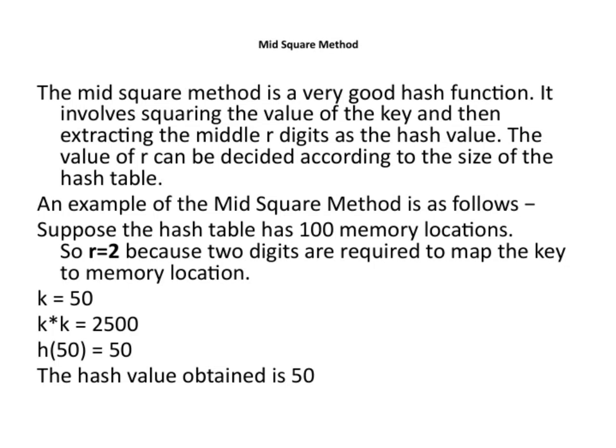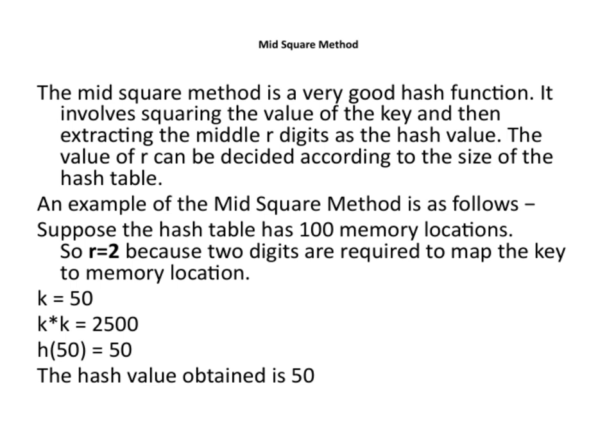Let's talk about the mid-square method, which is a quite effective hash function. The core idea here is to take the value of the key, square it, and then extract the middle r digits to serve as the hash value. The value of r isn't fixed. It depends on the size of the hash table you're working with. For example, if your hash table has 100 locations, then r would be 2 because you need 2 digits to uniquely identify a location within that range.